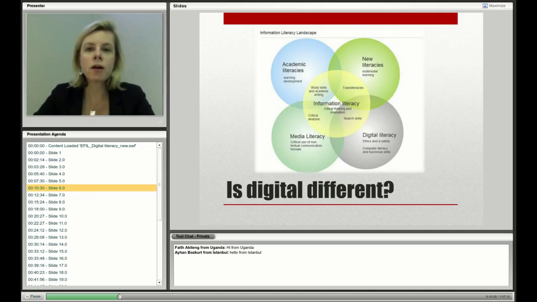One of the things, I'm not sure how well you can see this diagram, but when you look at the slides afterwards, you'll be able to follow this up. But one of the things that I've been thinking about for quite some time is how all these different literacies relate to each other. So this is a diagram I put together when I was thinking about where information literacy sits.